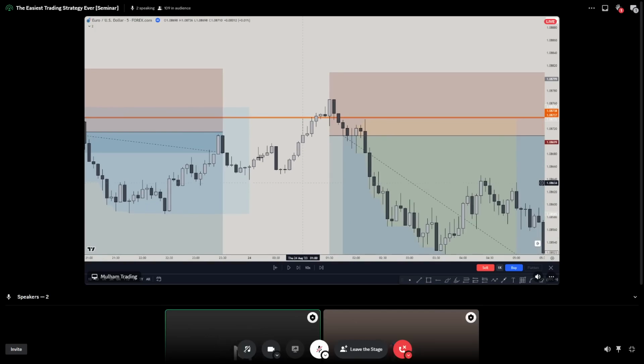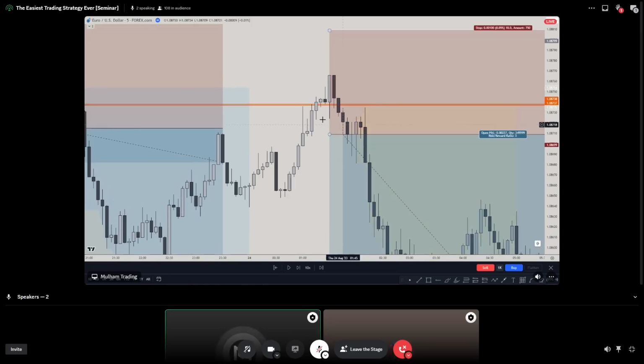Now, another thing is if you go to the 1 minute, I don't want to go back to the 1 minute, but usually there is a sweep and there might be a change of character at this point, and price coming back into a fair value gap and a breaker. So even on the 1 minute, you can find an entry.